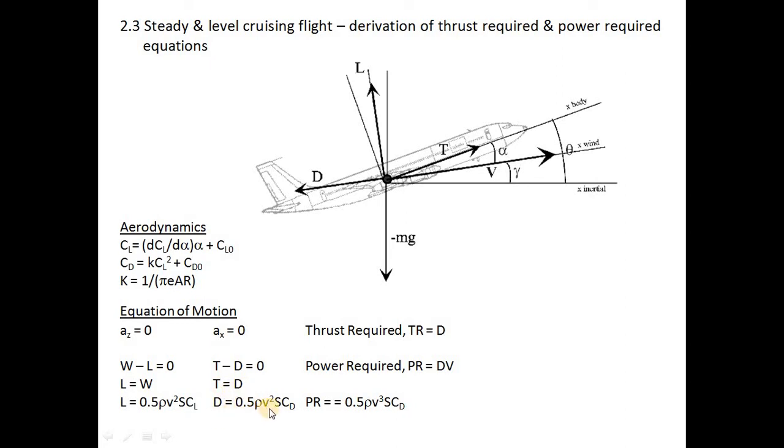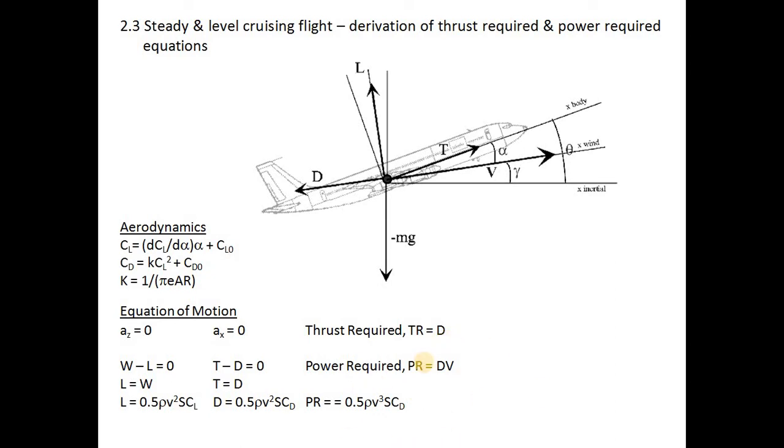And drag is half rho v squared S CD. When you get the CD here, it's from aerodynamics. When you get the CL, it's also from aerodynamics. Okay, so that is thrust required. So I highlighted here the thrust required. Now I use TR is equal to drag, meaning that you have to stick in your mind that drag is the thrust required of the plane.